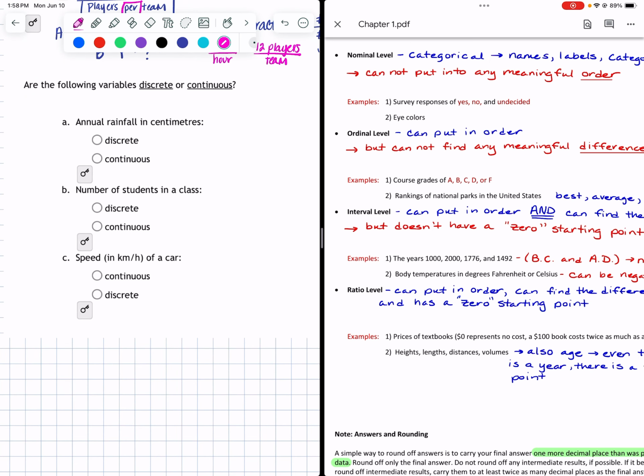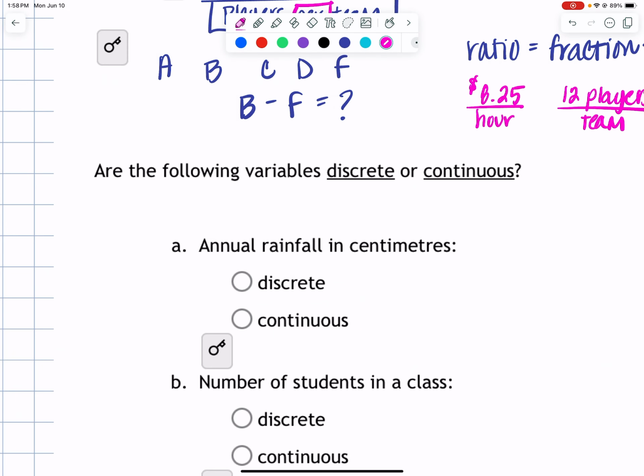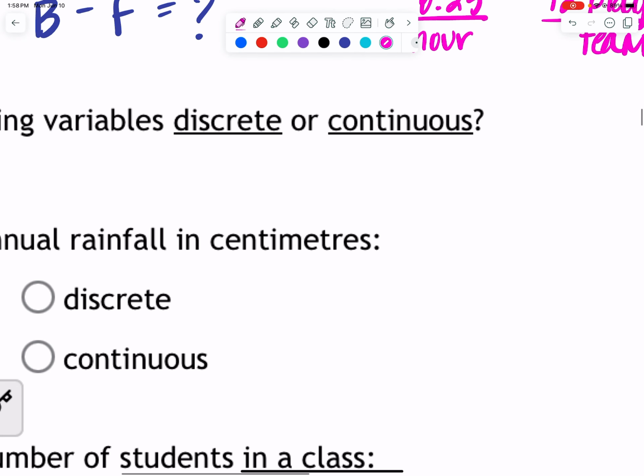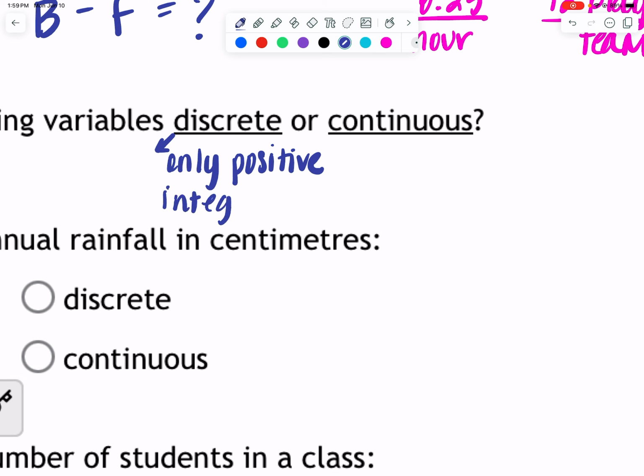Now let's look at discrete and continuous. I'm going to shrink that back down. We can pull it up if we need to. The big difference here is that discrete values use only whole numbers. Positive integers. An integer is just a whole number, but it encompasses a little more than just saying whole numbers. These are only positive integers. That means no decimals, no fractions.